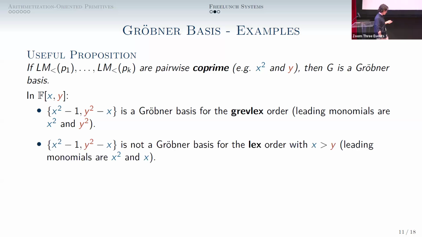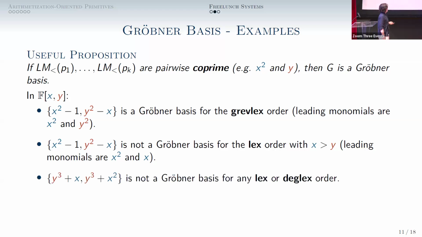However, if you look at lexicographical order with x greater than y, then suddenly the leading monomials are x squared and x. And so we cannot apply our proposition. And in fact, it is not a Grobner basis. So, the proposition is not an equivalent condition. Now let's look at another example.